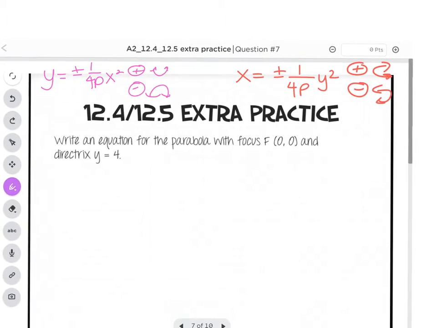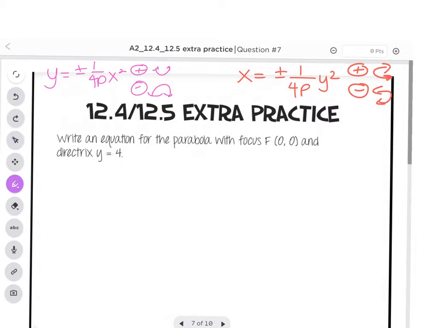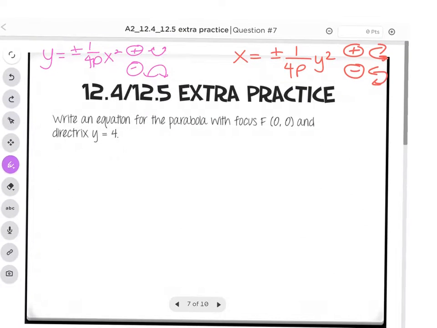The focus falls inside the parabola, and the directrix falls outside, and the parabola points away from it. But the distance from the vertex to the focus or the vertex to the directrix is the same, and that's your p-value. So this says write the equation for the parabola with focus being at 0, 0, and the directrix at y equals 4. So the first thing you want to figure out from this is which way it faces.